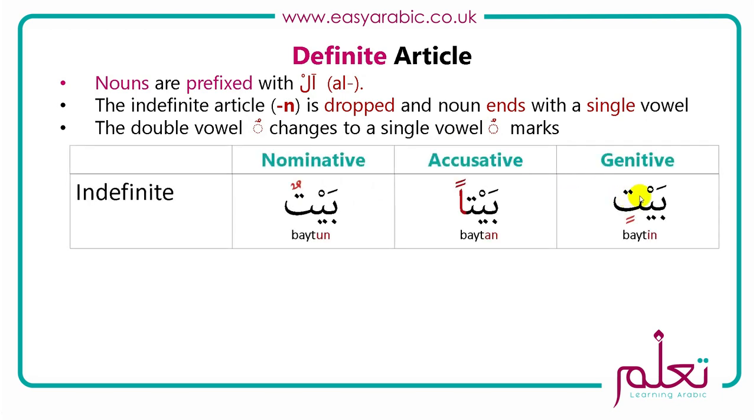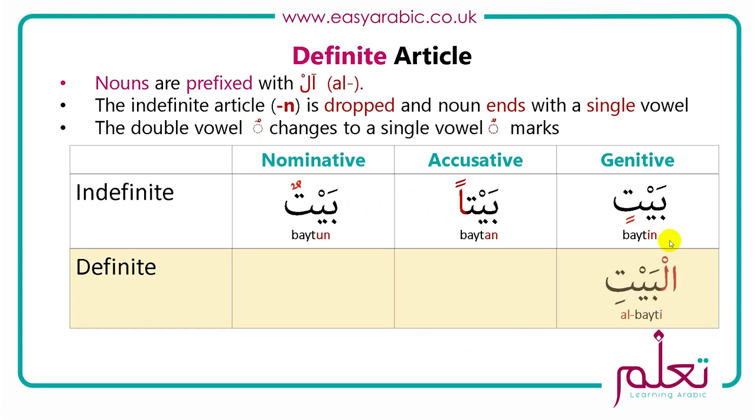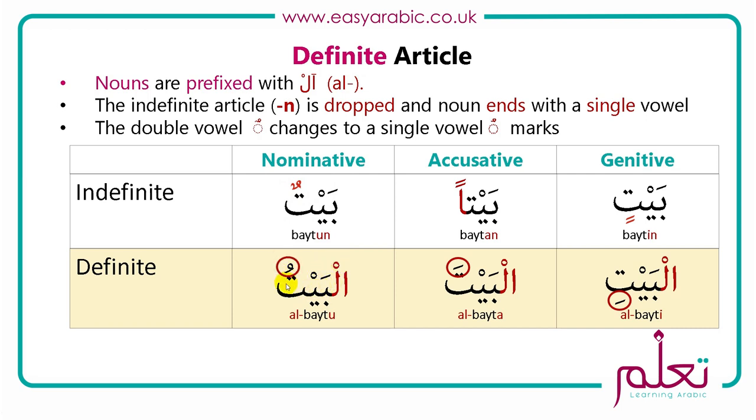Here we looked at these earlier on. Baitin, baitan, baitun. When it becomes definite, it will be prefixed with al, and the last one will change to a single form. Here's double, here's single form. Next one, baitan changes to al baita. And then we have baitun, which becomes al baitu. That's how you make a noun definite.